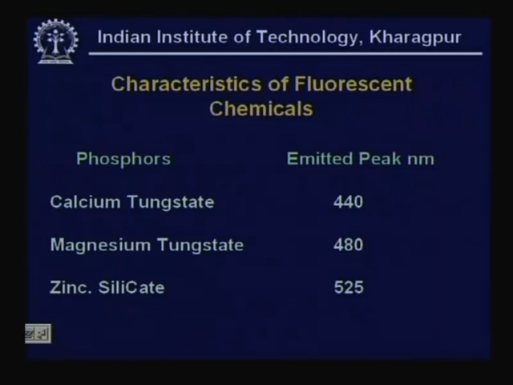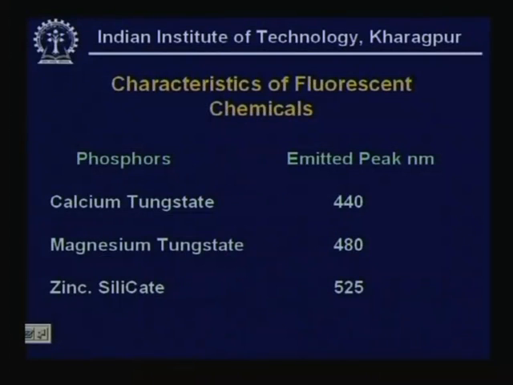Next, look at the emitted range and see where the emitted peak is. If you look at the emitted peak, calcium tungstate, though we saw that as we go down the table there is a shift towards the right in the spectrum, there is also a shift to the right towards the emitted peak. That is very important. I look for it to be close to the peak sensitivity of the human eye.